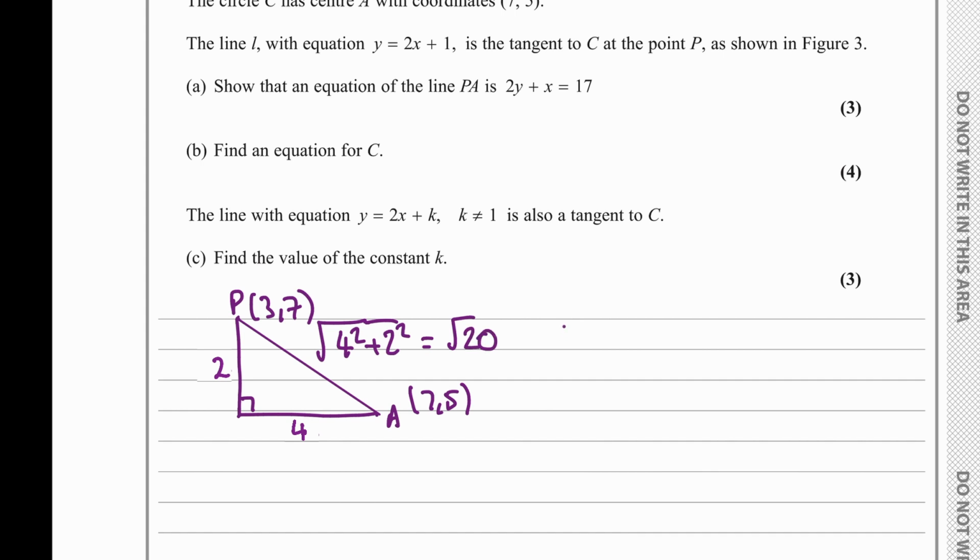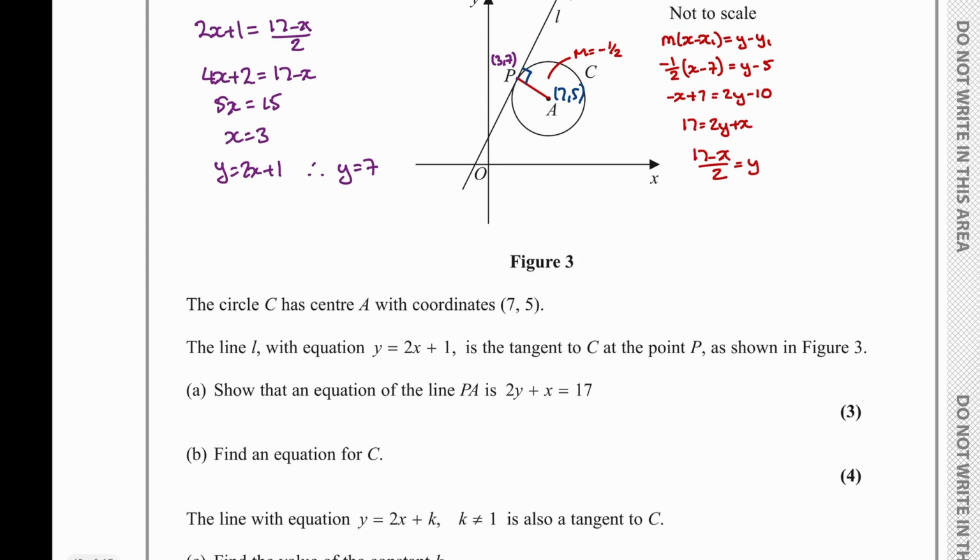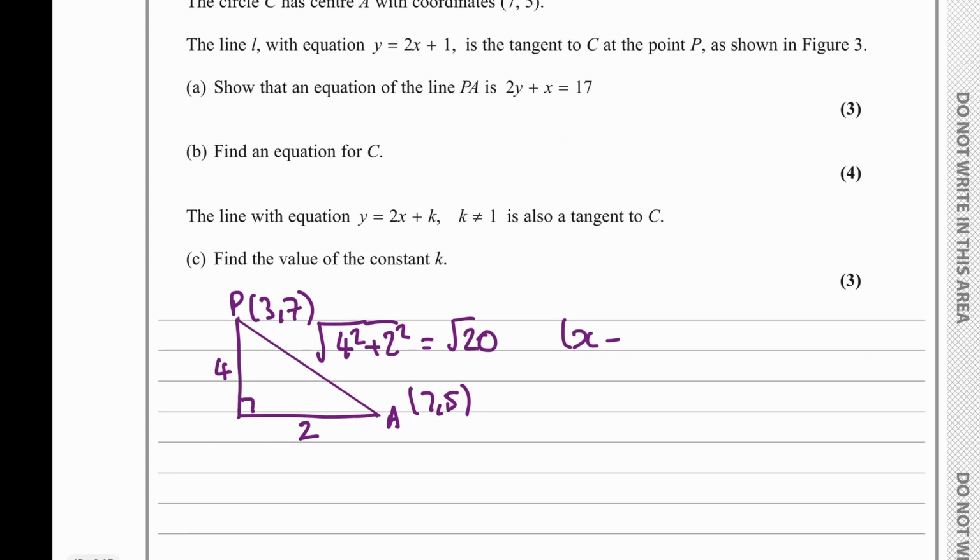So the equation of a circle then would be (x minus a), and the centre of our circle, we know that's 7, 5. So (x minus 7) squared plus (y minus 5) squared will be the radius squared. So root 20 squared, the square and the square root will cancel. So this will be the equation of the circle.